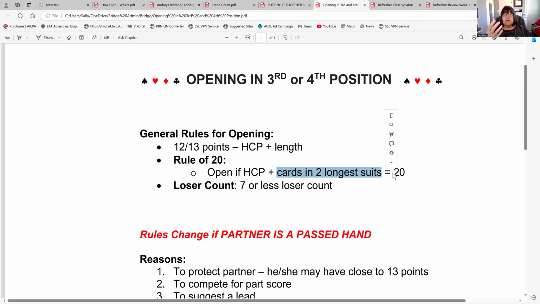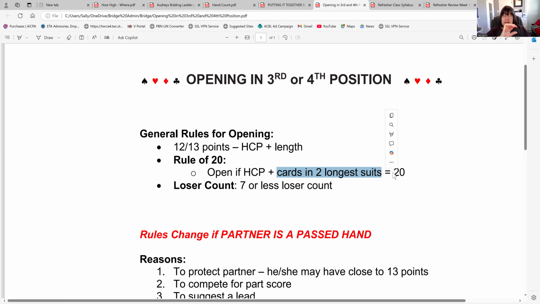Okay? You need to be careful with this, but if you have that distribution, that length, many times your hand is worth more than it seems to be. We can't count shortness, but sometimes it helps to know that we have a little bit extra because of the length. And so if you are on the edge, you will look to the rule of 20 to see if you can open. And the reason for this is we want to open if we can.